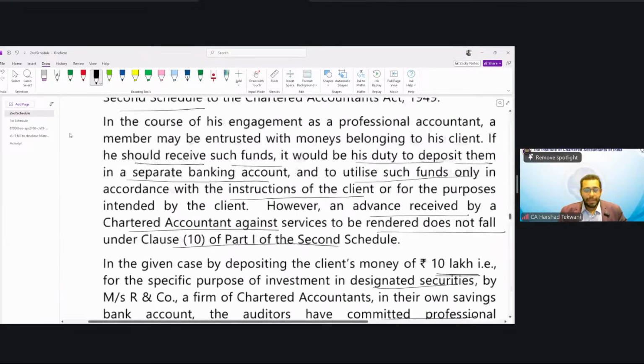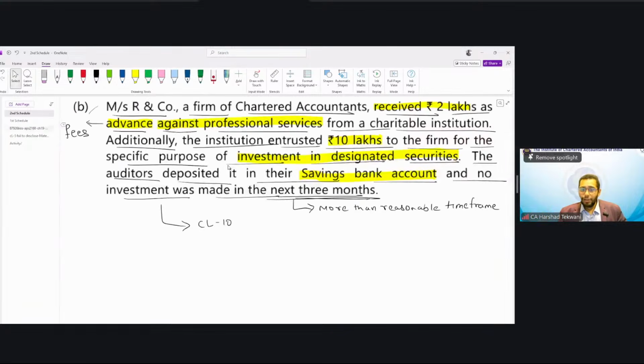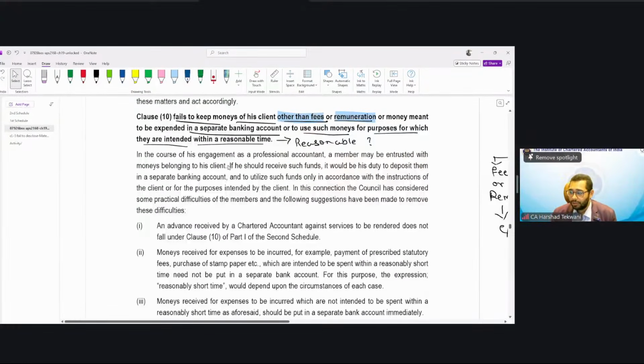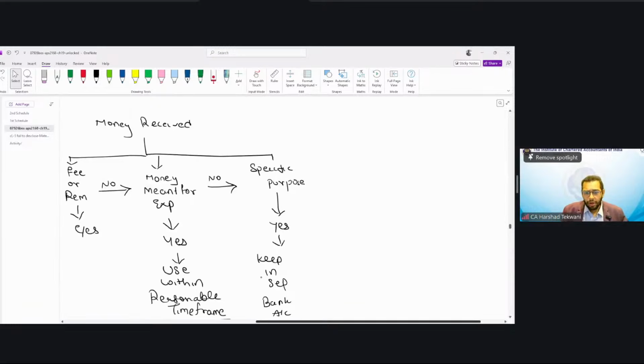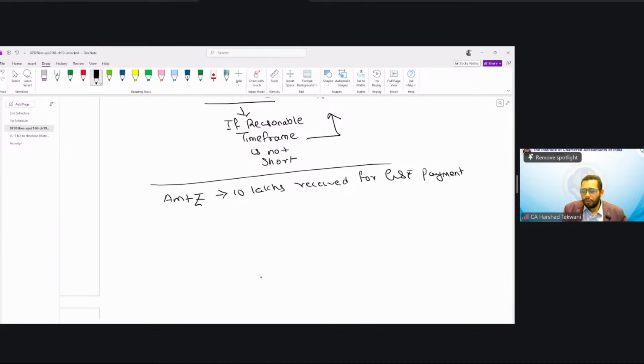A very good concept that you need to understand is that either deposit in a separate bank account, or if it is required to be used within the time frame, for the purpose, then use it. Now there is one doubt on this particular area, a question that I get multiple times: an amount of rupees 10 lakhs received for GST payment of, let's say, the April to June quarter.